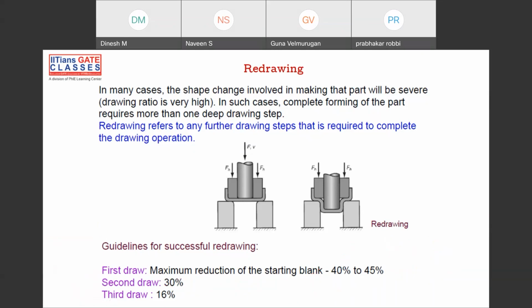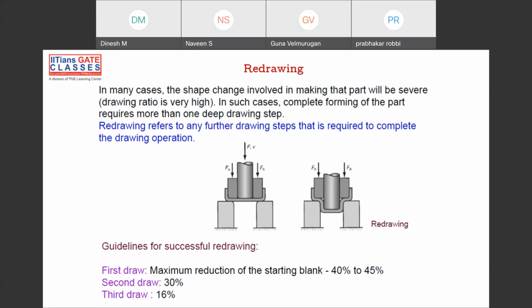Like in casting, we have seen shrinkage allowances. First we apply the solidification shrinkage, and after reducing that, on the remaining volume you apply the solid shrinkage. Remember, in casting, the same way, this is what we do. We reduce the first draw by 40 to 45%, the second draw 30%, third draw 16%, and keep on going like that. As we keep on increasing the redrawing, you see the reduction is reducing.